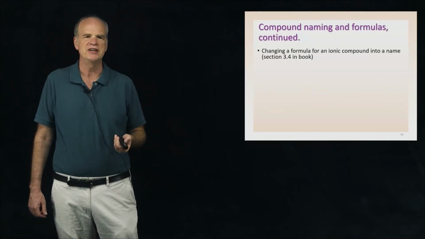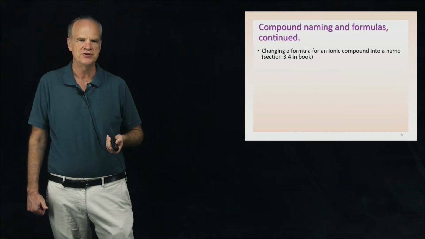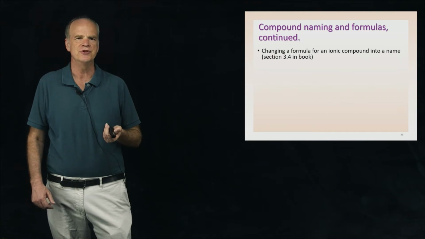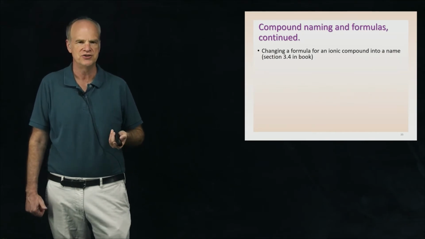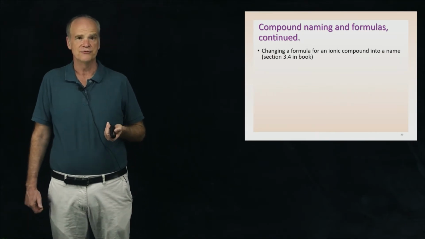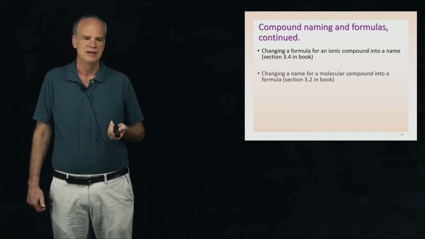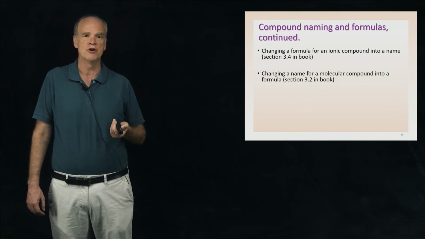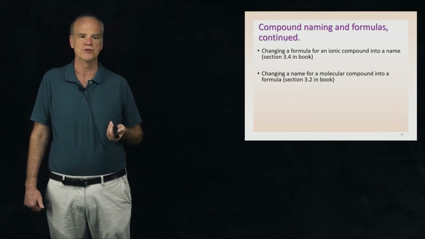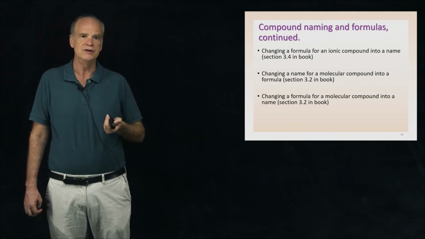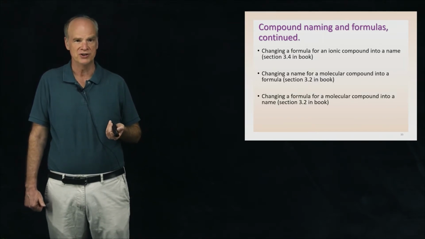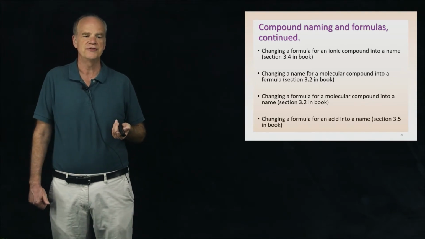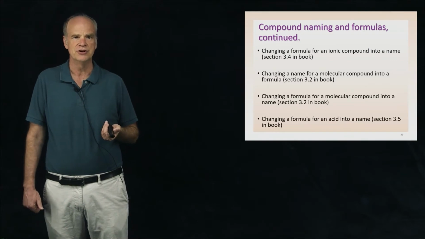And so with this presentation, what I want to do is just finish up all that we have to do with compound nomenclature. So the first thing I want to show you is how to take a formula for an ionic compound and turn that into a name. Then I'm going to talk about how you take a name for a molecular compound and turn that into a formula. And then I'll go over how to take a formula for a molecular compound and convert it to a name. And then finally, we're going to figure out how to take a formula for an acid and convert it into a name.